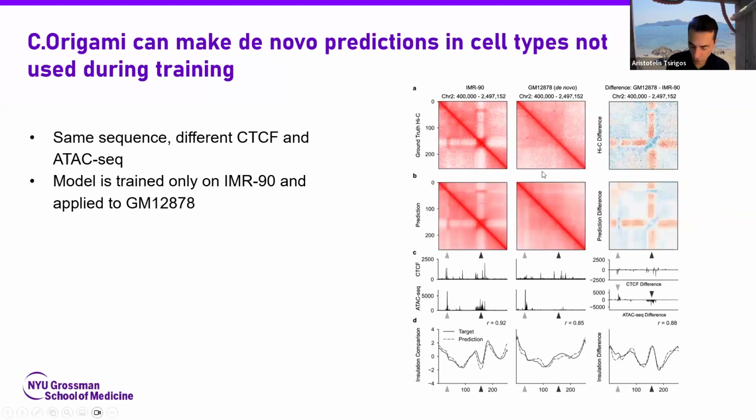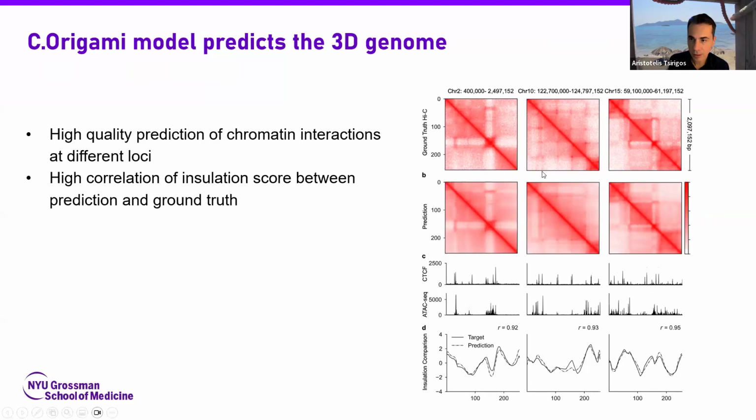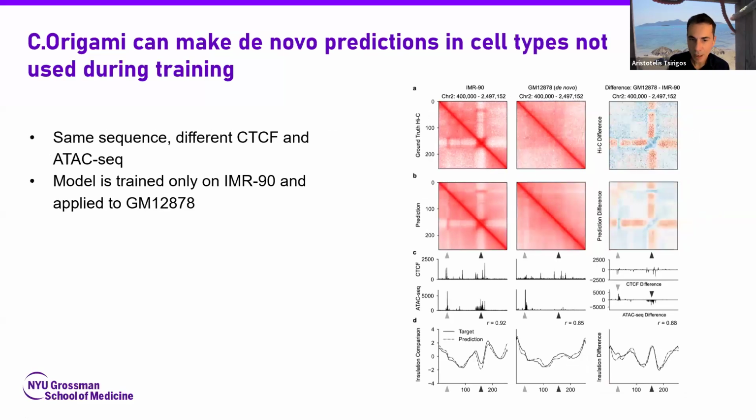Now, all these predictions were done on the cell line that we trained on, just different chromosomes. Now, the real advantage of building a cell type specific chromatin organization model is to be able to extrapolate on unseen cell lines, new cell types. So this is exactly what we show here. Again, this is just one example. We did this for many cell lines.